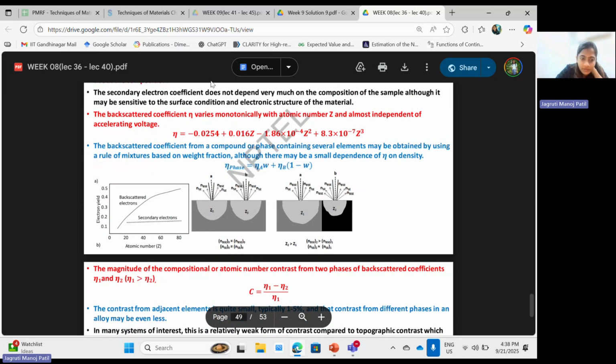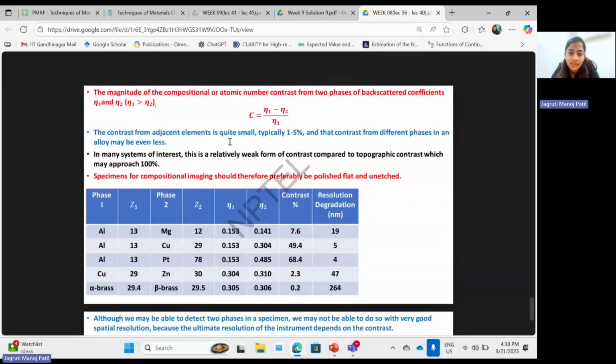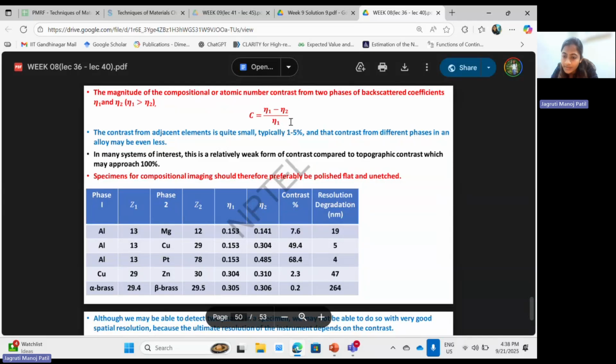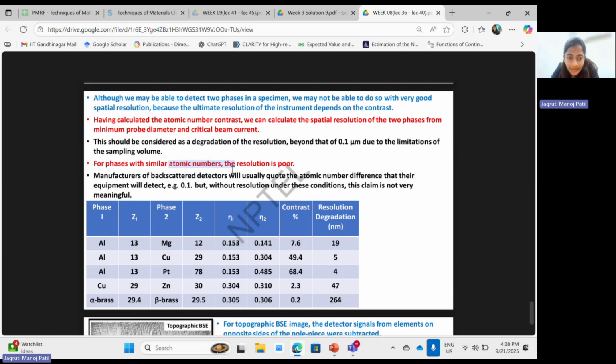But yeah, probably we'll look at it below as in how we go through. Okay, and then this is a contrast, atomic contrast using the two backscatter coefficients. So always remember the reference goes down. Okay. And for phases with similar atomic number, the resolution would be poor in such a case.